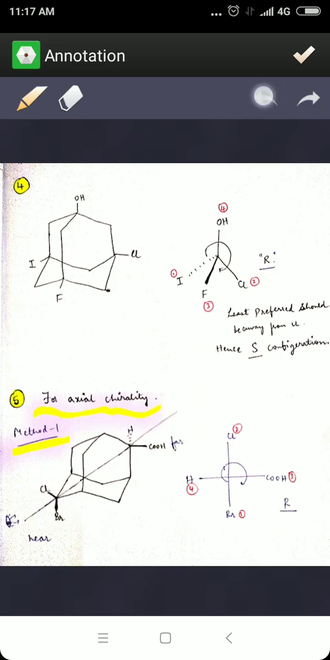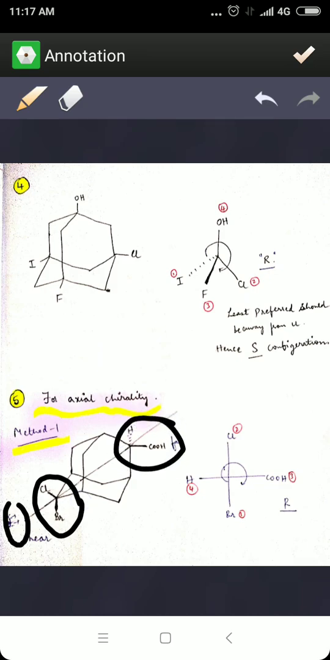So now here, let us take that we are observing the molecule from the left side. Okay, so once you're observing the molecule from the left side, you can see that these 2 functional groups will be near to you, right? And these 2 functional groups will be far away from you.